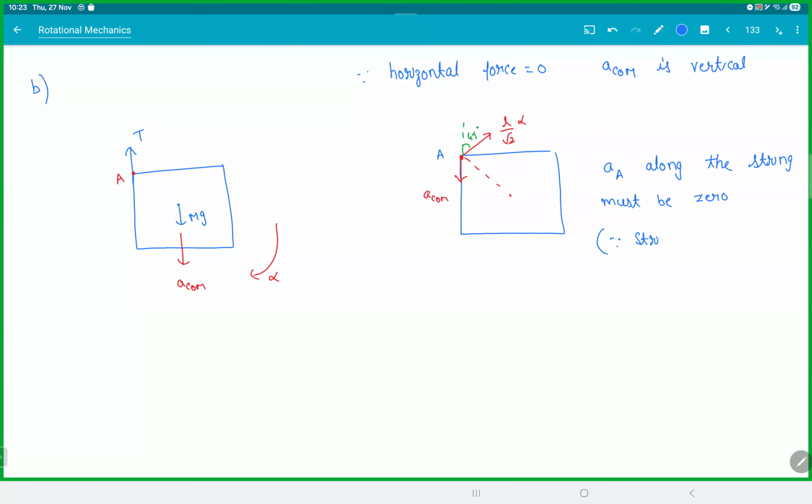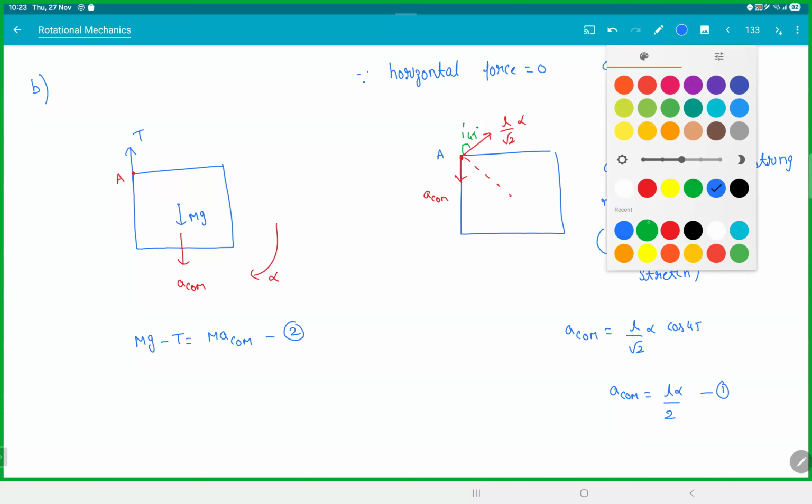That will actually give you the third equation. String cannot stretch. So we get a center of mass is equal to L by root 2 alpha cos 45. Please check you got this equation. So a center of mass will be L alpha by 2. This is the relation between them. Next thing, force equation: mg minus T is equal to m a COM. Now, which point will you take torque about? You can't take torque about A.